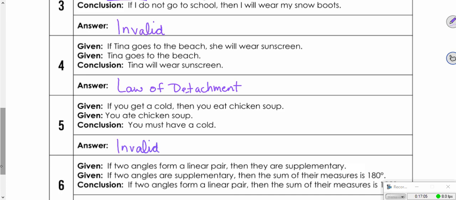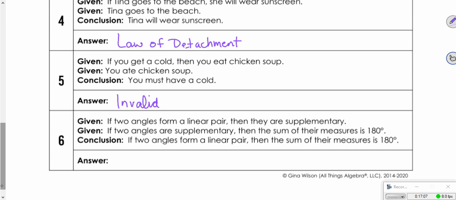Okay, last one on the front here. If 2 angles form a linear pair, then they are supplementary. If 2 angles are supplementary, then the sum of their measures is 180 degrees. So the conclusion is if 2 angles form a linear pair, then the sum of their measures is 180 degrees. Law of syllogism. Again, these 2 match, so we can kind of cancel them out. Okay, backside.